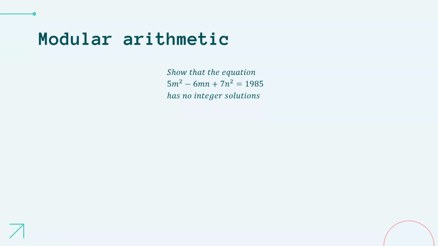Prove that the equation 5m squared minus 6mn plus 7n squared equals 1985 has no solutions.